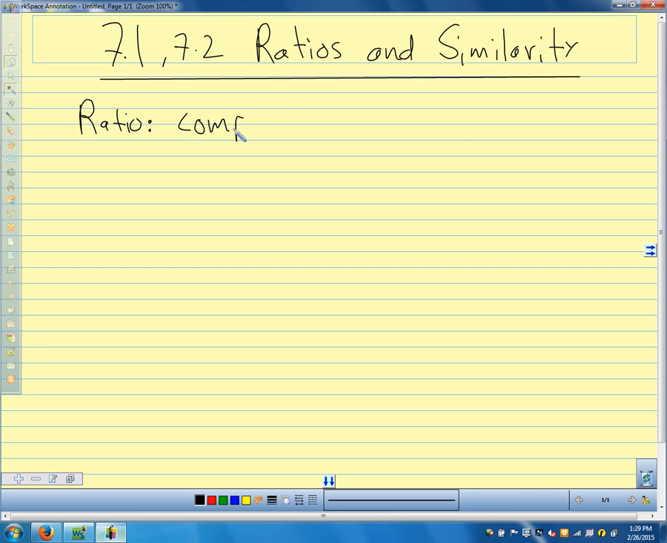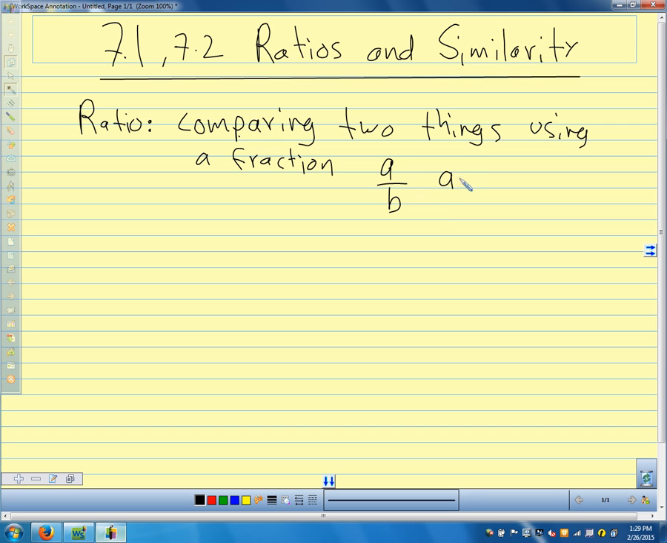fractions. So comparing two things using a fraction. And we usually write, so we write A over B, or we can write our ratio this way, or we just say it A to B. So we could say 2 to 3, so we get two cups of flour for every 3 teaspoons of salt or something like that. So that would be a ratio.